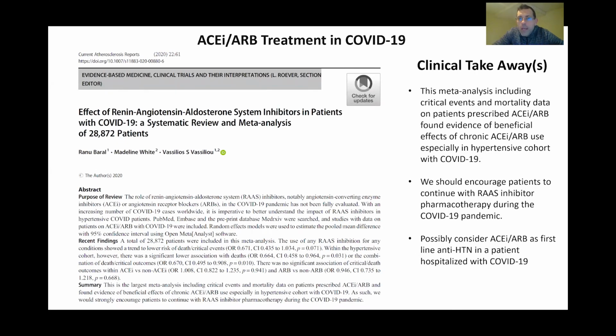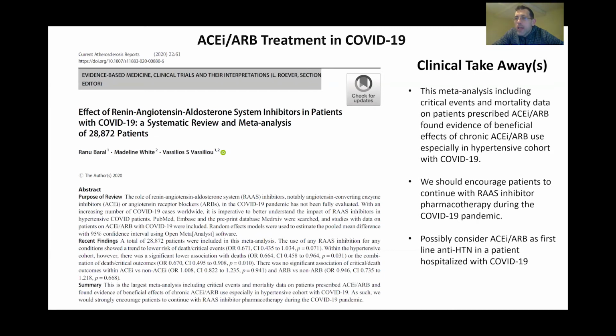So what about ACE inhibitors and ARB treatment in COVID-19? Here was an interesting paper. This meta-analysis, including critical events and mortality data, was on patients prescribed ACE inhibitors or ARBs, and they found evidence of beneficial effects of chronic ACE inhibitor or ARB use, especially in the hypertensive cohort with COVID-19.